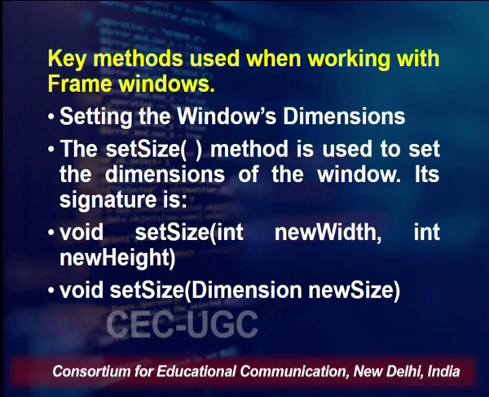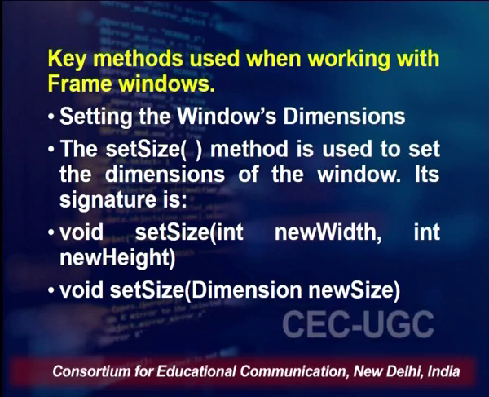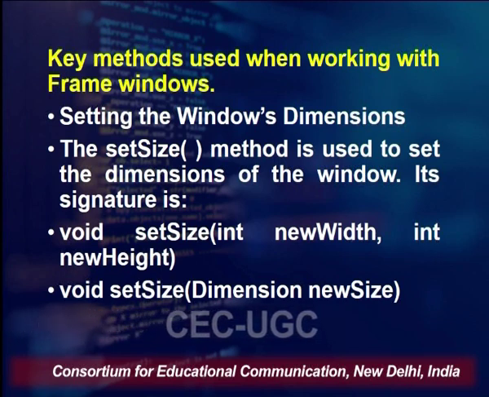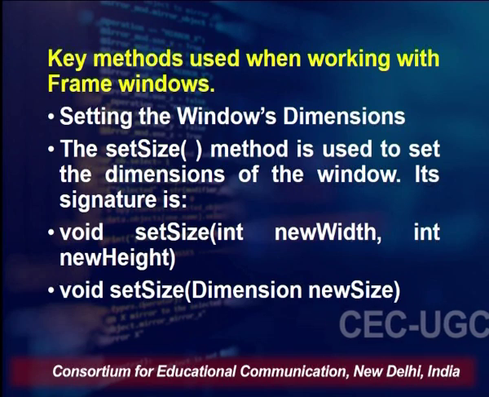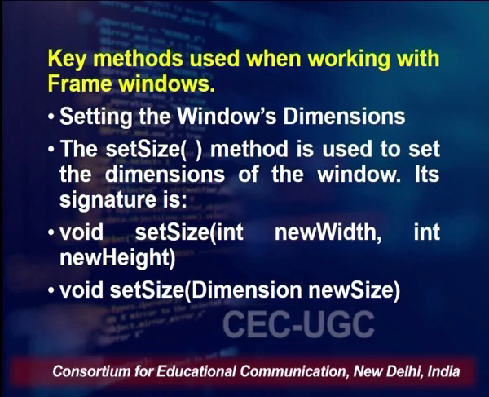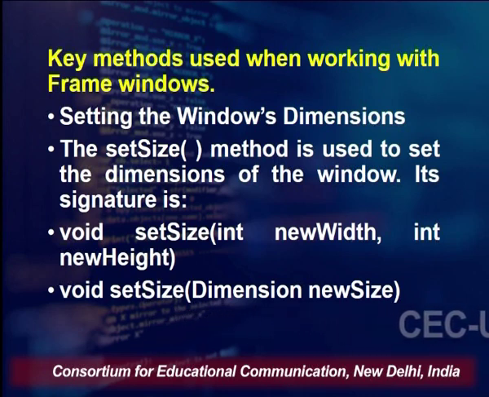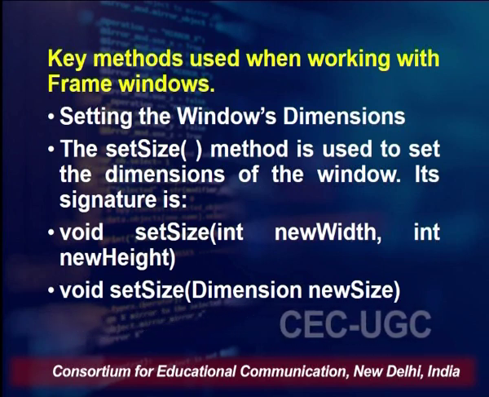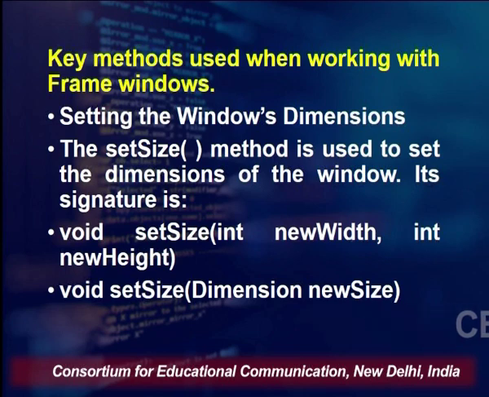So, first is, as I have told you, that initially while creation of a window, it is not allowed to control the dimension. Instead, you can set the window dimensions of a particular window by using different methods, and one of the methods is setSize. So, the setSize method is used to set the dimensions of the window, and the prototype of this setSize is that it does not return anything. So, it has void as the return type.